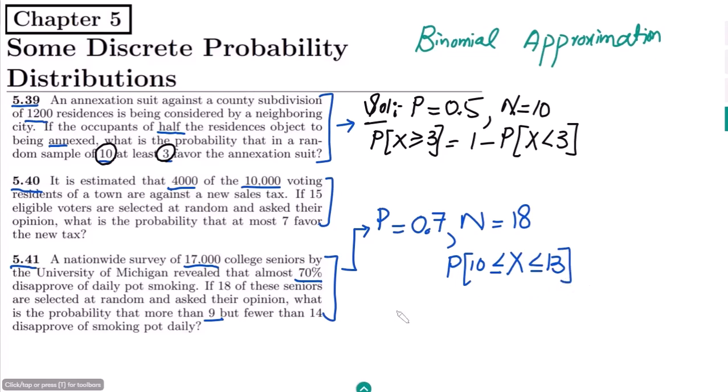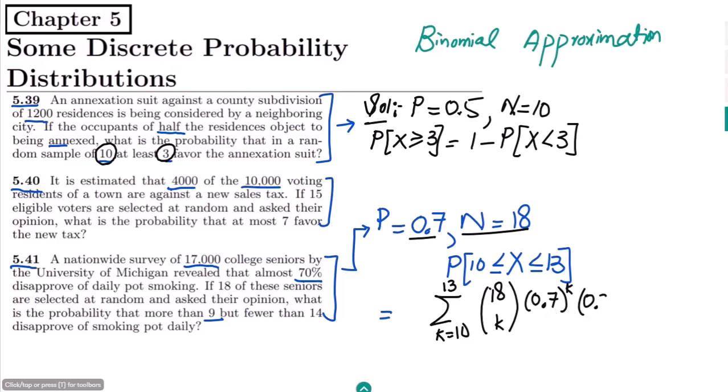This is a similar type of problem, and in order to find it out, we can start k from 10 up to 13. The number of items here is 18, choose k, and the probability is already given. This is 0.7 raised to the power k, and 1 minus 0.7, that is 0.3, raised to the power 18 minus k. After this we have to expand it, so let me expand it.